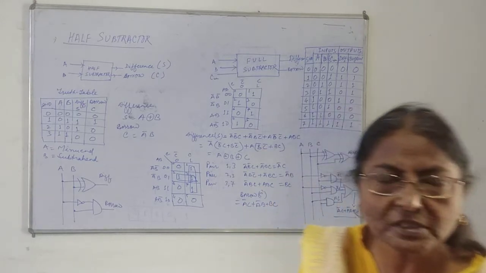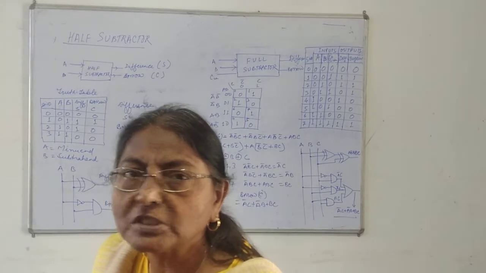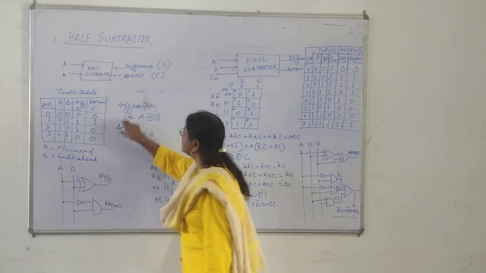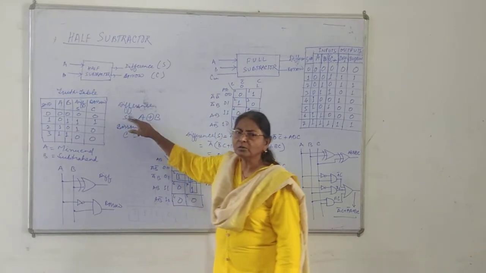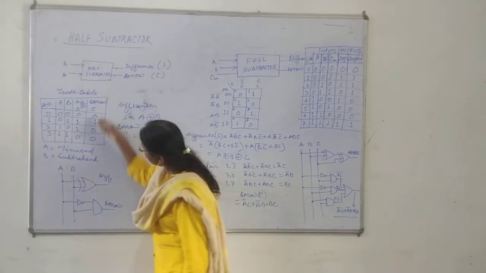We are always using the sum of product. We are only considering those input values for which the output is logic 1. So here I have given the value of the difference. Difference is equal to A exclusive OR B.